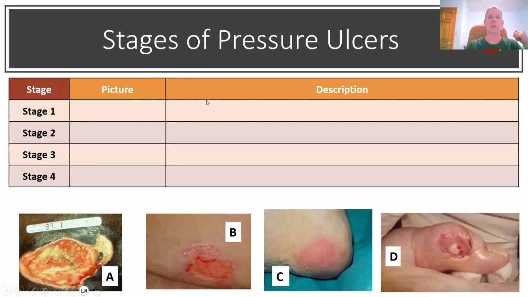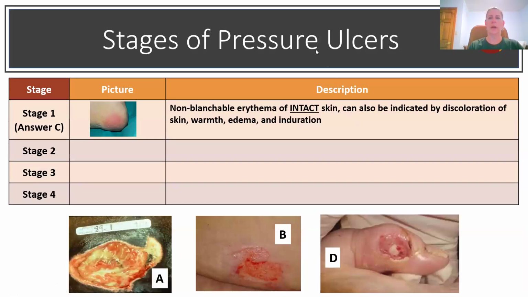All right, pressure ulcers, okay, which picture A, B, C, D goes with a stage 1? Yep, you got it. All right. Yep. So stage 1, the key here is it's intact skin. It is not open, okay? Non-blanchable erythema of intact skin, okay? All right. What is a stage 2? A, B, well, you got A, B, and D. Yep, B, you got it.